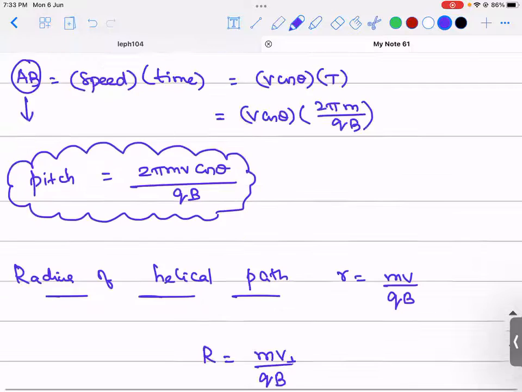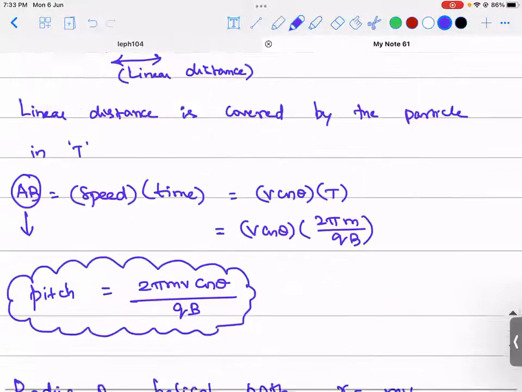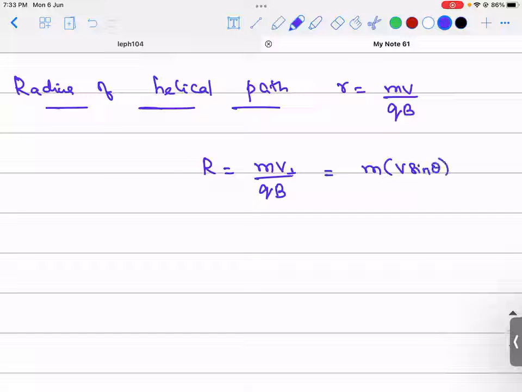Because what did I tell you? The perpendicular component V sin theta is the one which is responsible for the circular motion of this object. When that is the scenario, I can write R is equal to m into V perpendicular divided by q into B. Is it clear? So this will be equal to m into V sin theta, the whole divided by q into B. So R will be equal to mV sin theta divided by qB.